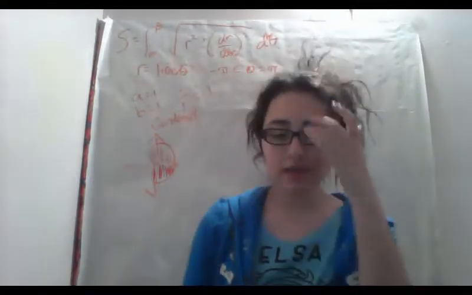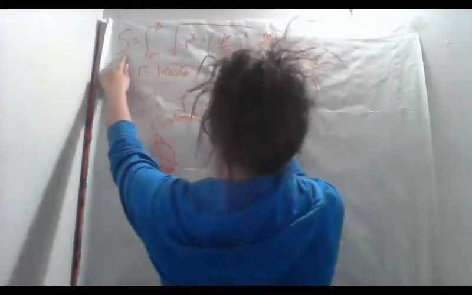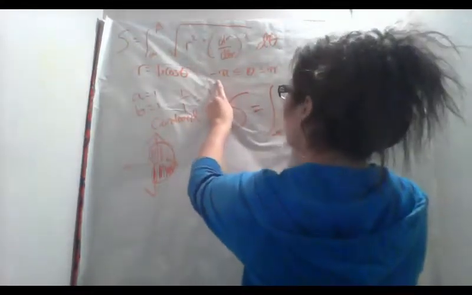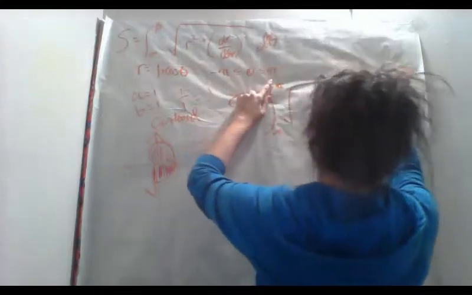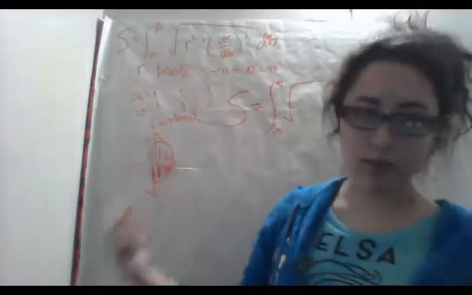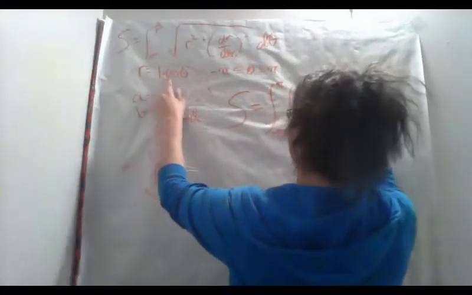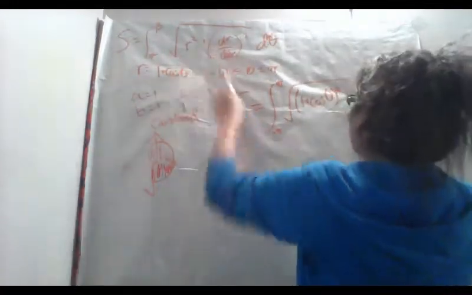Okay, so now we can actually do the math. So let's look at our equation. S equals the integral. Our α is negative π, β is π, radical r squared. What is our r? Well, they gave it to us, so we just gotta square that. So 1 plus cosine θ squared plus the derivative.